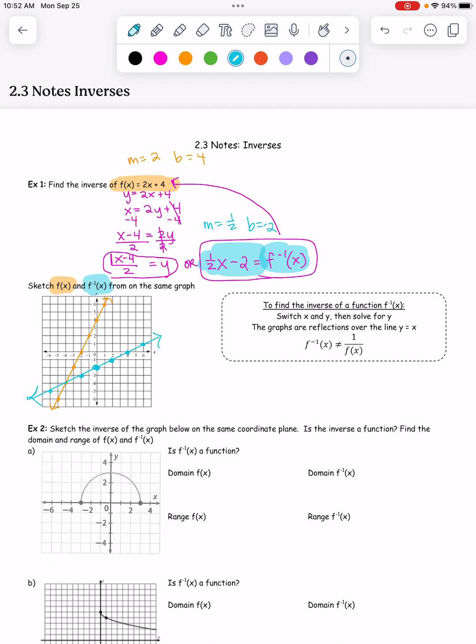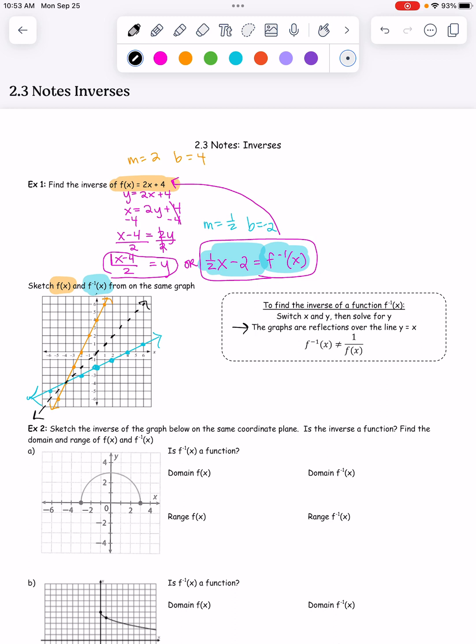Something that is a trait for the graphs of inverses is that they're reflections over the line y equals x. So y equals x would have an intercept of 0 and a slope of a positive 1. So that's what I'm graphing here on this black dotted line. So if you remember back from geometry doing reflections over a line, if you were to take this graph and fold it on that dashed line of y equals x, you would see that the orange line would land right on top of the blue line. That's good. That means that they're inverses of each other, okay?